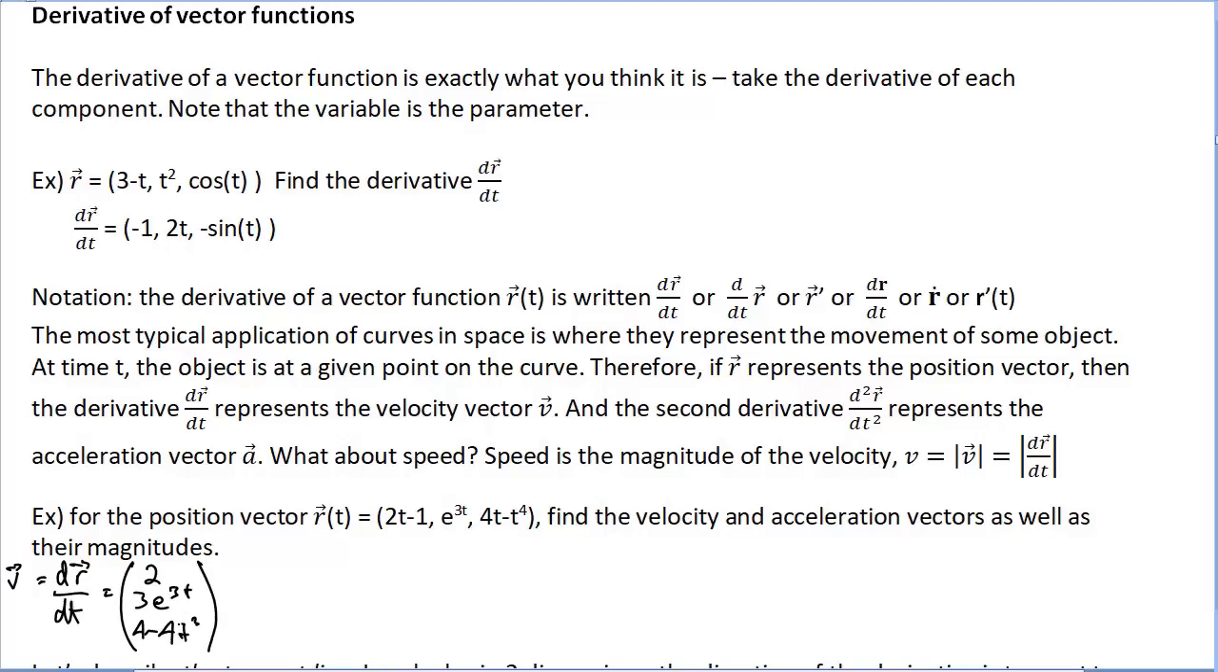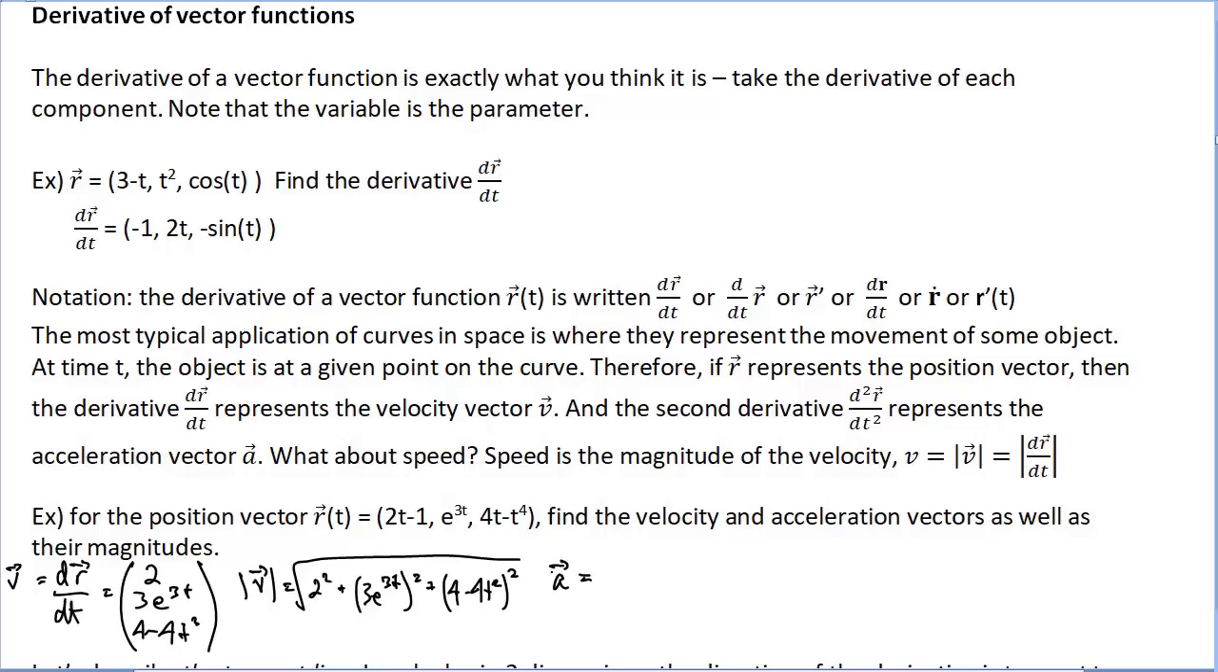And now we can find the speed, which is the magnitude of that. The magnitude of the velocity vector is just, well, it'll be 2 squared plus 3e to the 3t squared plus 4 minus 4t cubed squared, and then square root of all that. And we could multiply it out or try to simplify, but I'll just leave it as is. That's all we need.